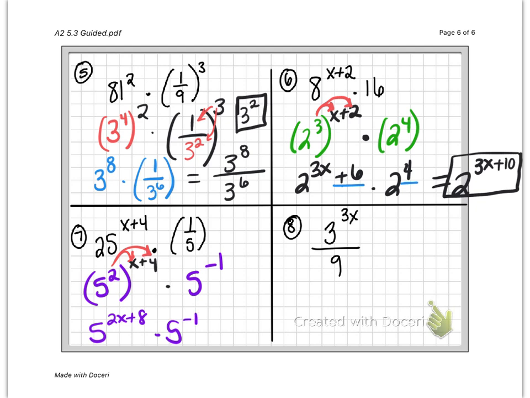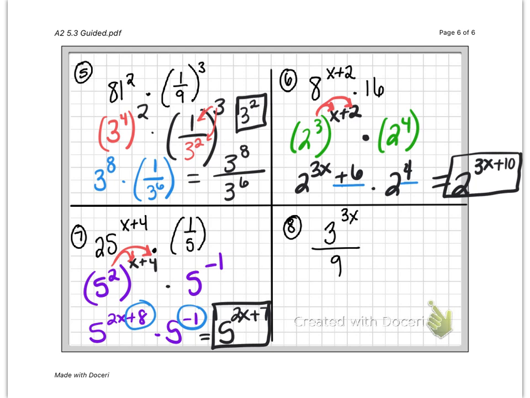Now I'm multiplying. I will combine my like terms. So my final answer is 5 to the 2x, 8 minus 1 is plus 7. Okay?